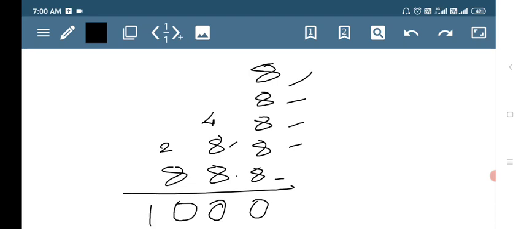This is the 1000. So look here: 8 plus 8 16, 16 plus 16 32, 32 plus 8 40, 0 carry 4, 8 plus 8 16, 16 plus 4 20, 0 carry 2, 2 plus 8 10, that is 1000. Interesting, right?